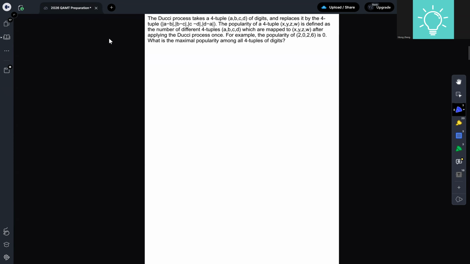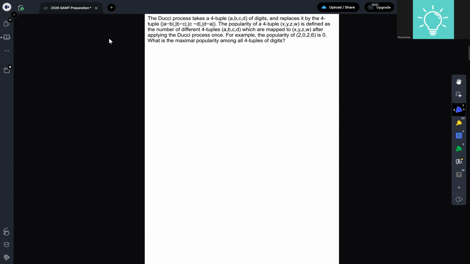The Ducci process takes a four-tuple ABCD of digits and replaces it by the four-tuple A minus B, B minus C, C minus D, and D minus A, all in absolute values. The popularity of a four-tuple, XYZW, is defined as the number of different four-tuples ABCD which are mapped to XYZW after applying the Ducci process once. For example, the popularity of 2026 is 0. What is the maximal popularity among all four tuples of digits?